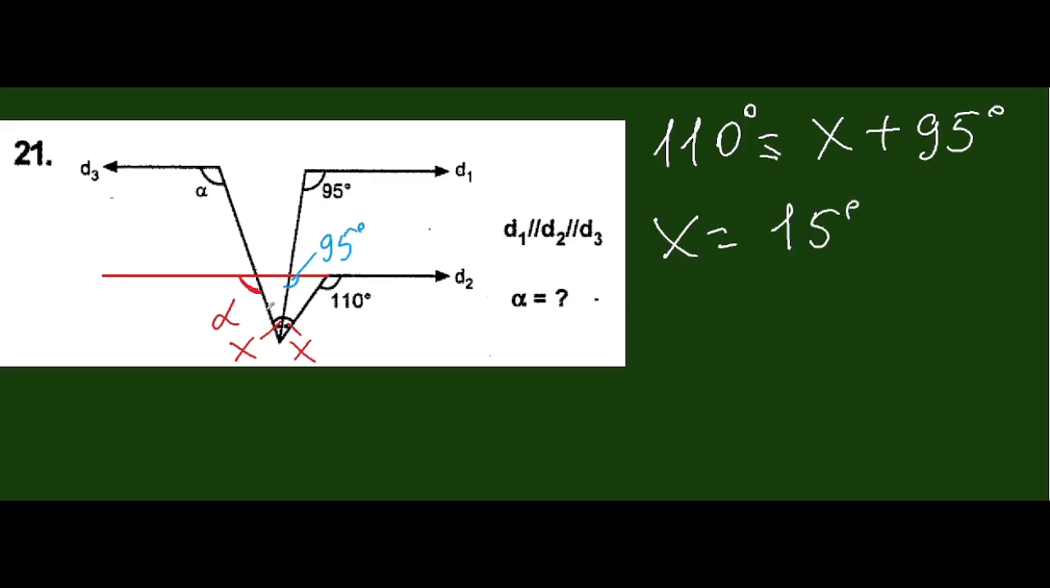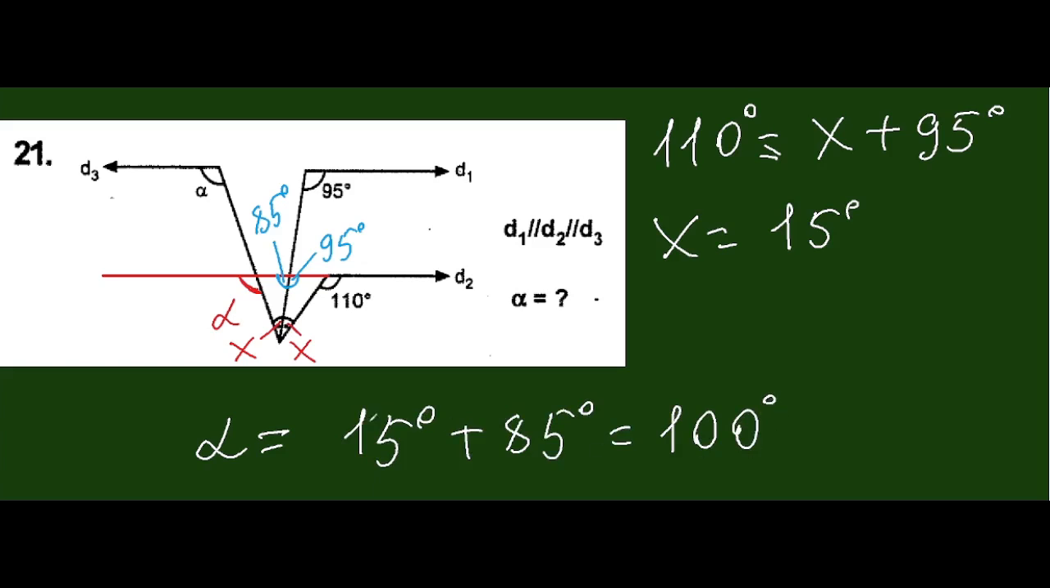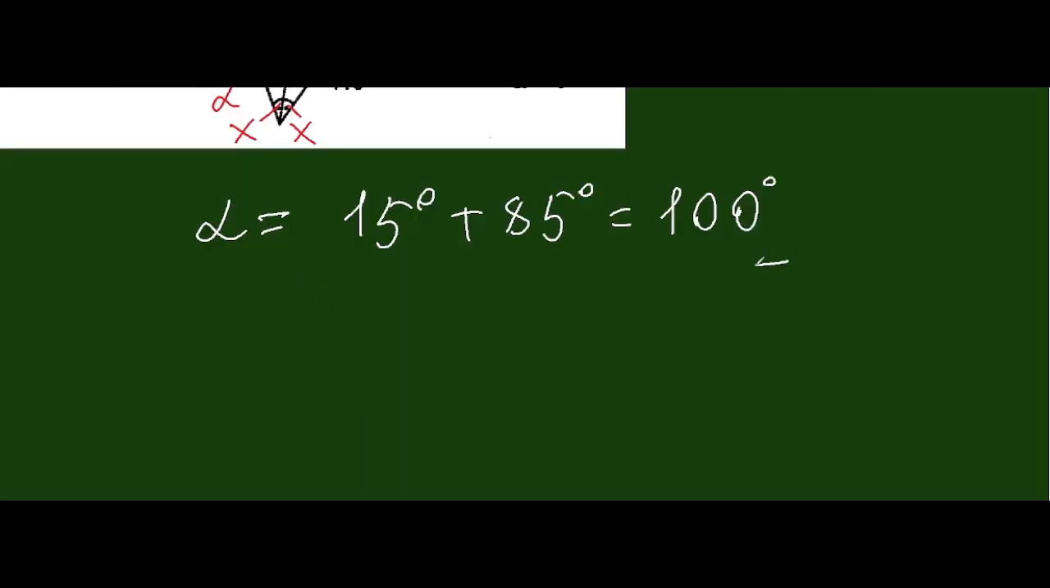Then the next step is to find out this angle. It will be 85 degrees, and then alpha will also be equal to x plus 85. So x is 15 degrees plus 85 degrees, and this will equal to 100 degrees. So our final answer is this.